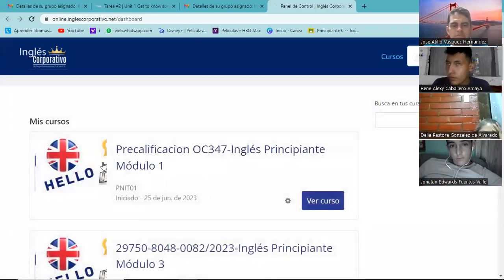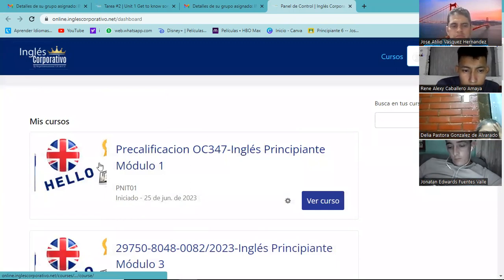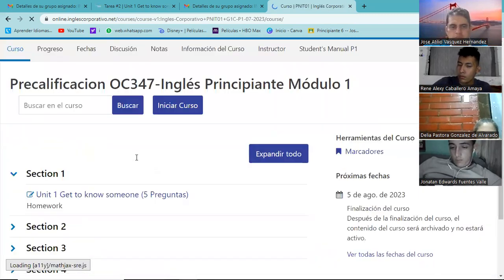Y aquí me aparecen los cursos en los que yo estaba dando clases. Este les debe aparecer a ustedes. Miren, Principiante módulo 1. Este debe aparecer. Le damos clic, y ya aparece la plataforma, ¿eh? ¿Sí? Esa es la forma como yo ingreso. Entiendo que algo similar les parece a ustedes, ¿verdad?